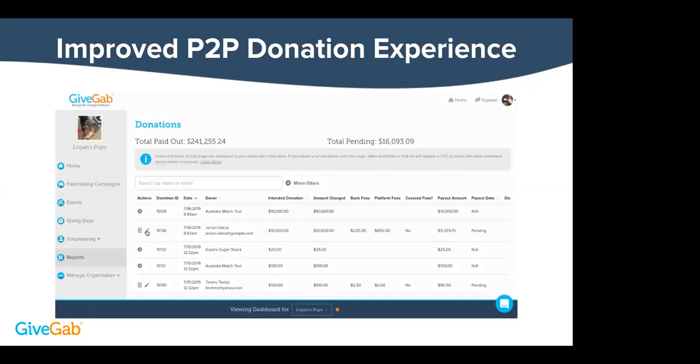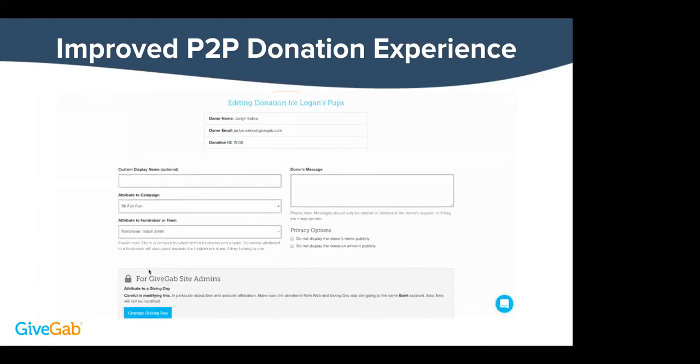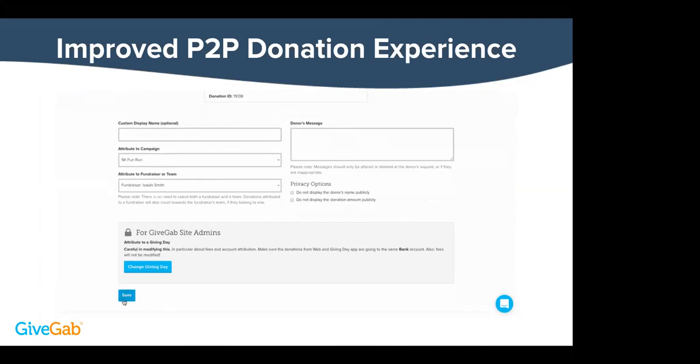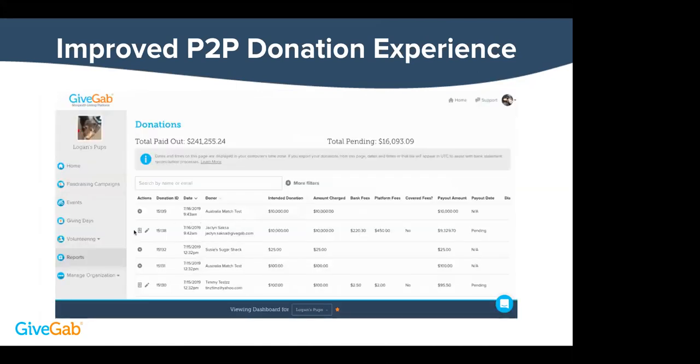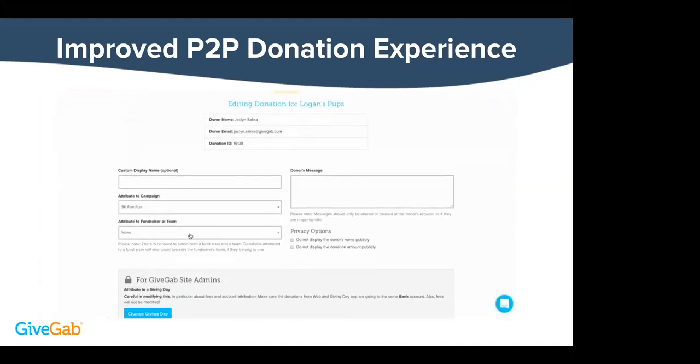Now, as a site administrator, you have the power to attribute donations to any fundraiser from your organization. So if a donor calls you and says they made a mistake and meant to attribute their donation to fundraiser X, you can go into your reports and use that little edit pencil to attribute that donation to the correct fundraiser.